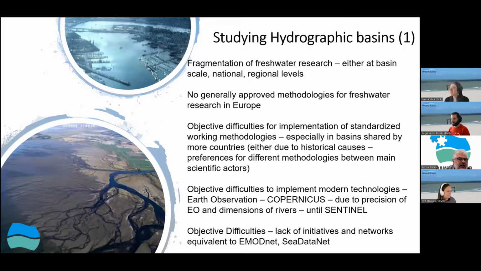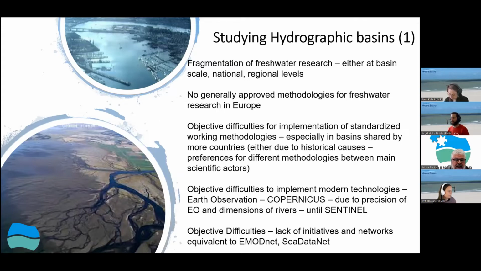Yes, we have countries like France or Germany who have national policies, and you have compatible data. But if we look, we may have approved methodologies for freshwater research at basin scale, or not even there. And I say this as coming from the Danube Basin, a basin that crosses 10 countries, 7 EU countries, 3 non-EU countries, and I can tell you it is extremely difficult. There are objective difficulties if we look at this. It's difficult to implement standardized working methodologies, especially in hydrographic basins shared by more countries.